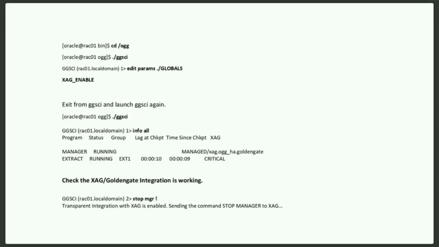So what do I need to do on the GoldenGate side? There's an important parameter that I have to specify in what's called the globals file. The globals file is basically like a parameter file, but it applies to your entire GoldenGate environment. So rather than put this parameter in every extract or pump or Replicat parameter file, I can put it in just one place, and that is the globals file.